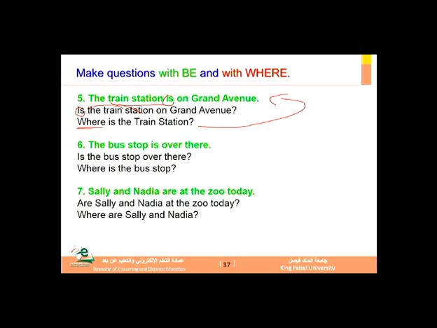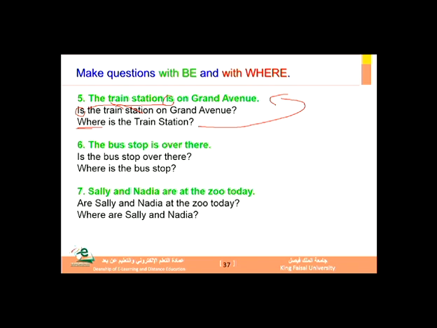The train station is on Grand Avenue. This is the answer. The bus stop is over there. Is the bus stop over there? Yes, it is, or no, it is not. Now, if we want to ask about the location, the place, where is the bus stop? How to answer this question? The bus stop is over there.